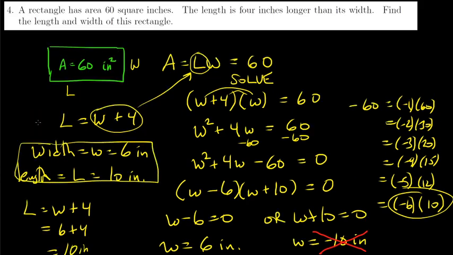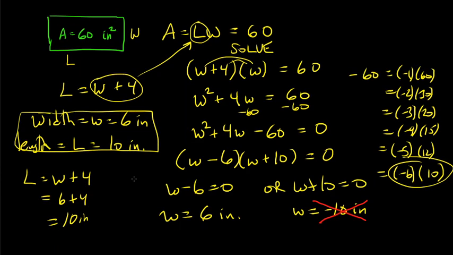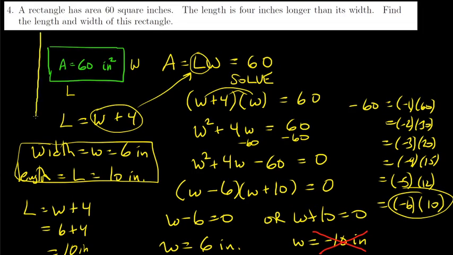And that answers the question. The question is to find the length and width, and we did that. Length is 10 inches, width is 6 inches. As a check, 10 times 6 is 60. To find the area, just multiply 10 times 6, and that gives you the 60 square inches we got. Great, moving on.